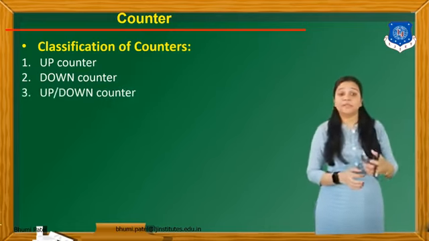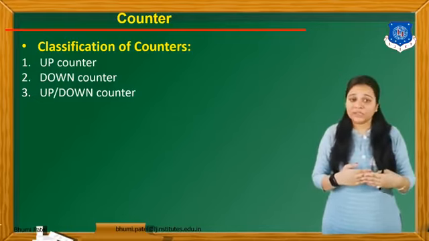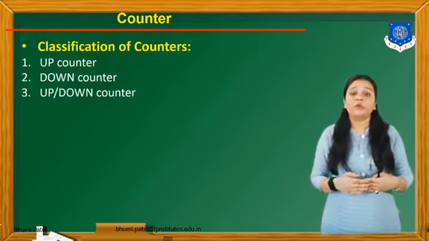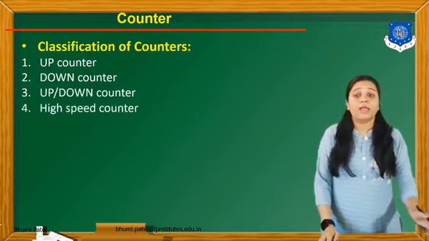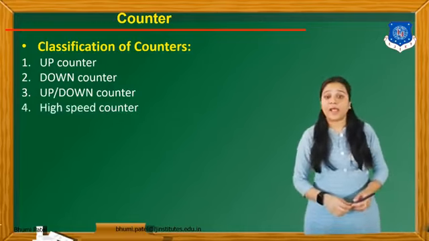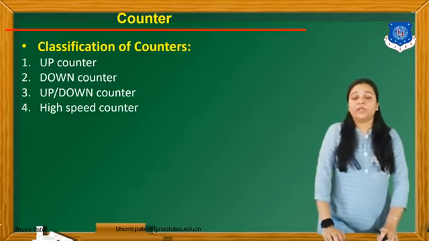In some applications we can also increase the preset value and also decrease the preset value. That time we can use the combined up down counter. And the fourth one is the high speed counter. The high speed counter is used whenever the input is high speed data. Okay, so this is the classification of the counter.